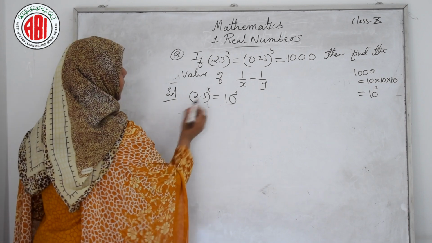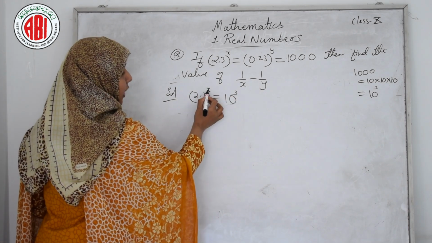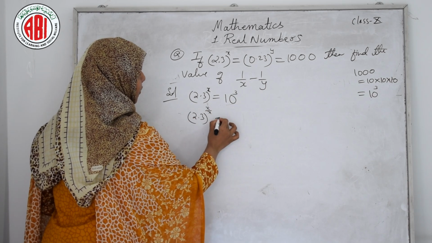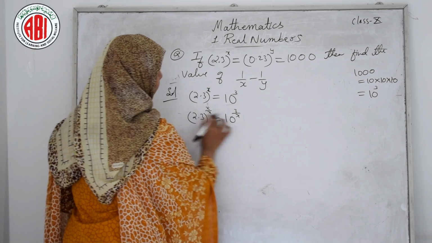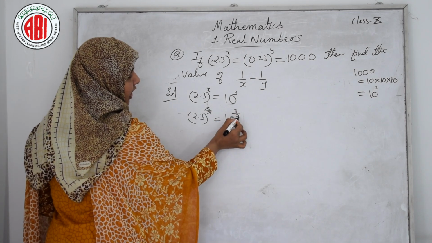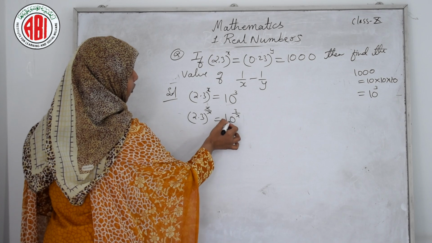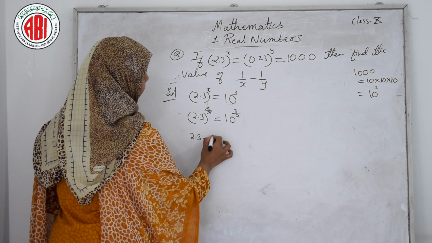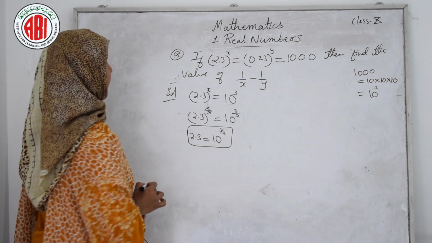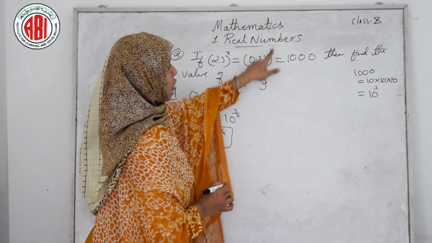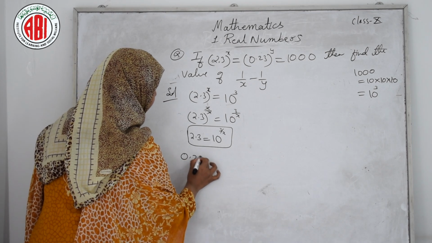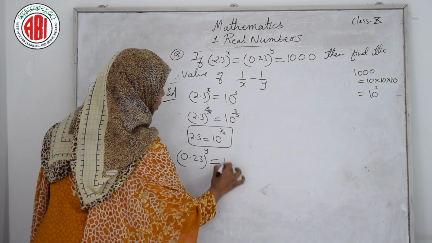Now the next step here is, this x we have to shift to that side. How can we remove this x? If we divide the exponents on both sides by x, these x and these x get cancelled. We are getting 3 by x as an exponent of 10. So 2.3 equals 10 to the power 3 by x. Next, 0.23 whole to the power y is equal to 10 to the power 3.